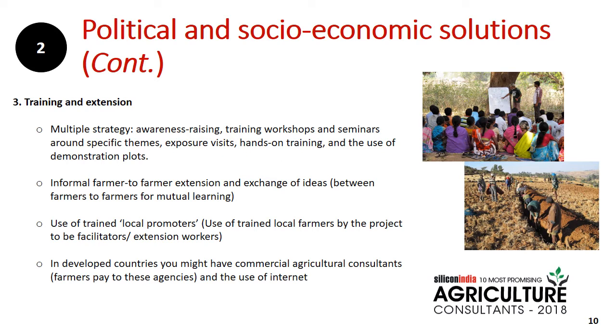Now, training and extension can be done in different ways. It can be done as multiple strategies. What we mean by multiple strategies is that you bring the people, you try to raise their awareness, you create training, workshops, and seminars. You might, for example, take the people to fields where you apply the solution and teach them how to do it. Or maybe you involve them hands-on, training them how to grow, for example, or how to use different techniques or install this technology. So the people are really involved in the process.